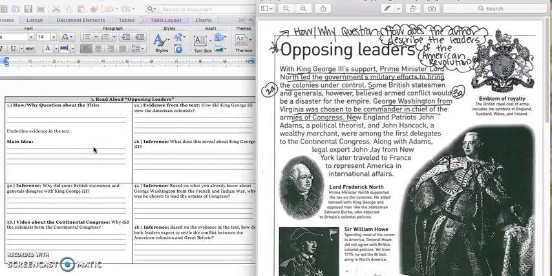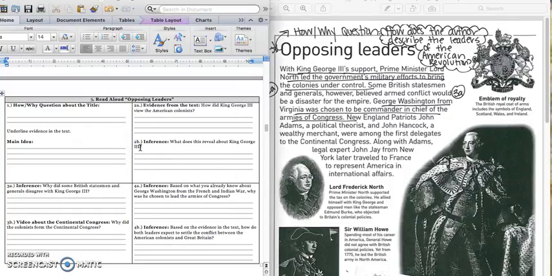And so for our main idea, we would write down King George III was the leader of Great Britain, and George Washington was the leader of the American colonists. Both men were respected by their armies. Press pause to write down your answer and play when you're ready to keep reading.